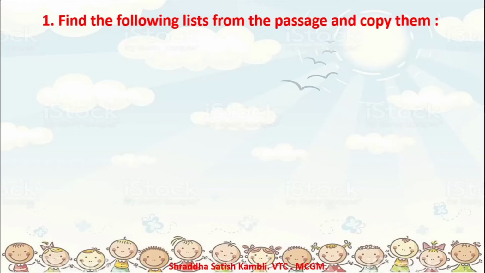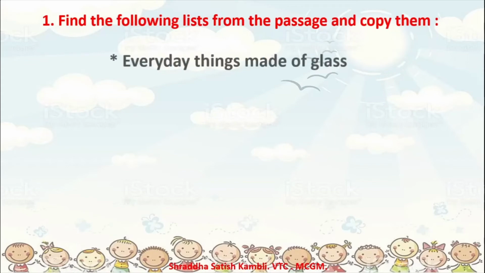So the first thing I would suggest is, keep your textbook open and read the passage once, twice, thrice till you get to know what is written there. And then come back and try to solve the first question. In the passage, what are the names of the everyday things which are made up of glass? Now I will not give you all the answers here. I will give you some and leave you to find the others.